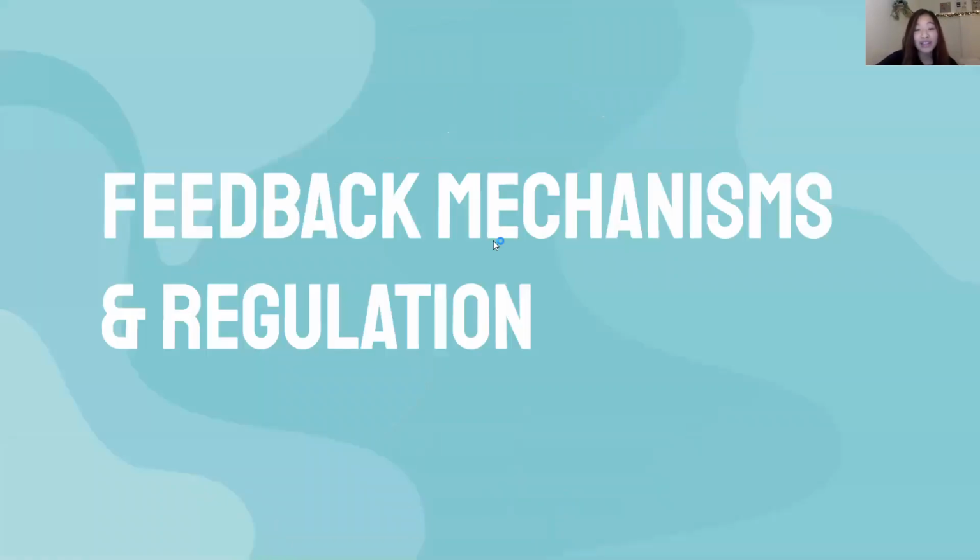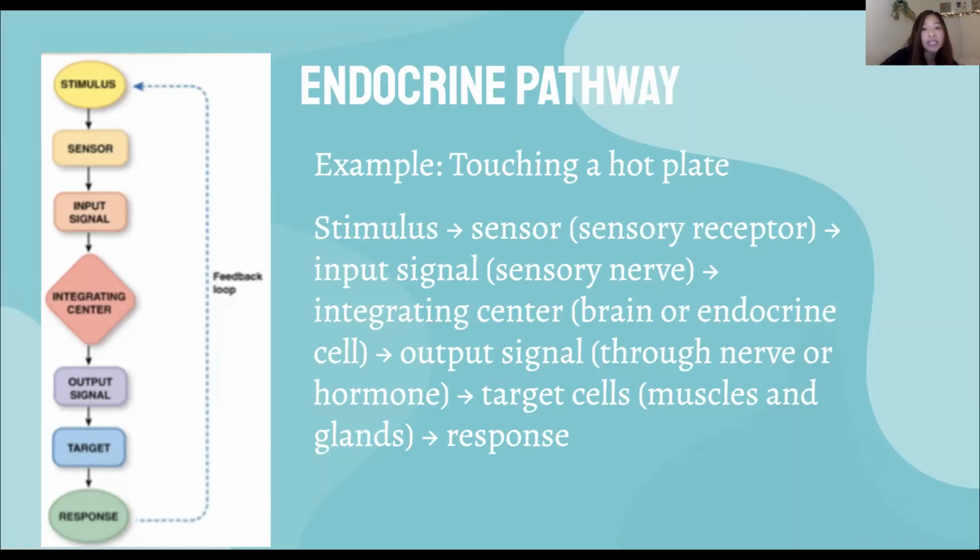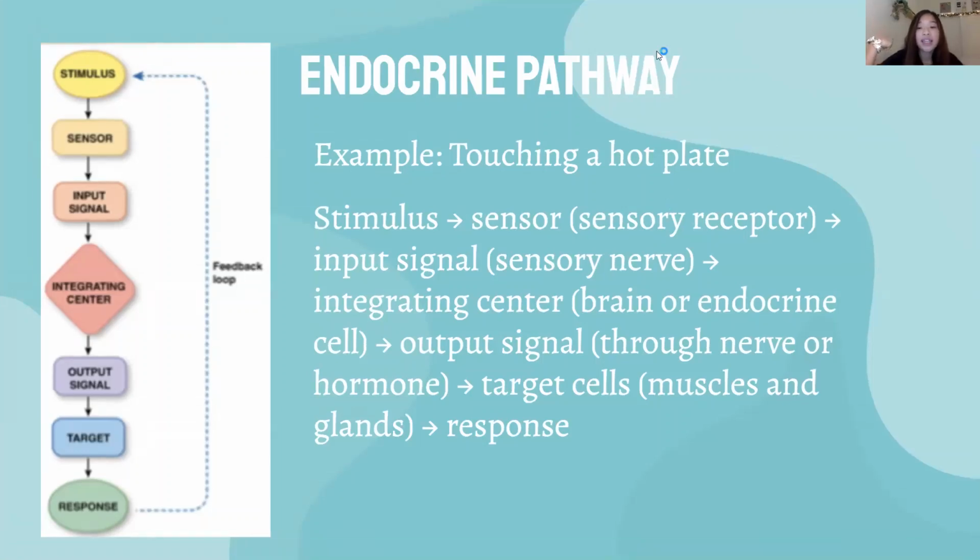All right, now let's go on to feedback mechanisms and regulation. The image on the left is a picture of the general endocrine pathway, and it shows the general steps that occur. For example, if you touch a hot plate, this stimulus will be sensed by your body and lead to a response such as flinching away. In addition, sorry, Ariella. Oh, sorry.